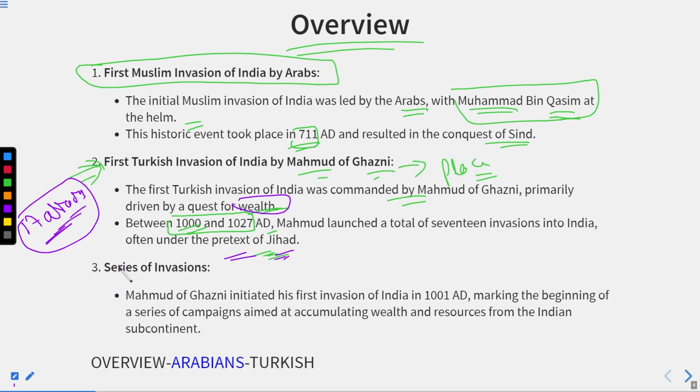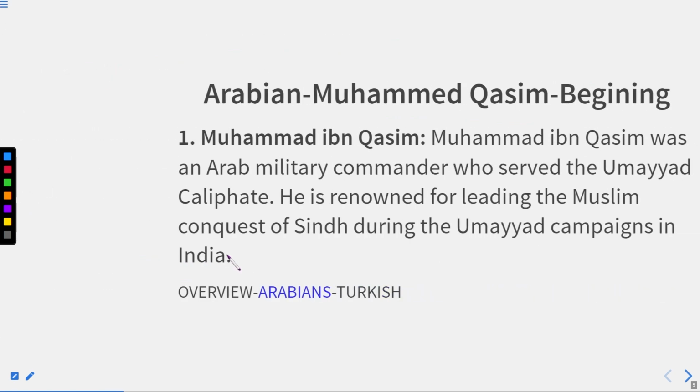All right, after them there is a series of invasions. Mahmud of Ghazni initiated his first invasion of India in 1001 AD, marking the beginning of a series of campaigns aimed at accumulating wealth and resources from the Indian subcontinent. So keep this in your mind, starting with Muhammad bin Qasim, followed by Mahmud of Ghazni, and so on. All right, now let's move forward.